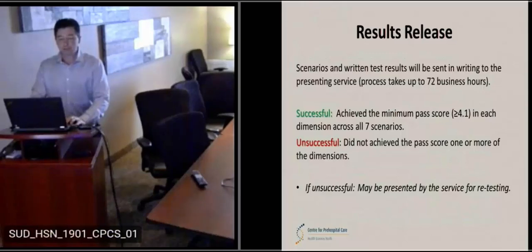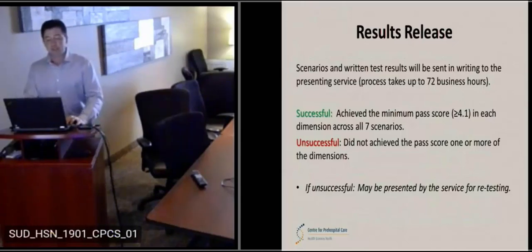The services will be notified within 72 business hours. So again, as I mentioned earlier, success is if you achieve a minimum pass score of greater than or equal to 4.1 in each dimension across 7 scenarios. And if you're unsuccessful, it means you did not achieve the pass score in one or more of the dimensions. Not all is lost. If you are unsuccessful in your testing day, it is possible that the service that is going to hire you will send you for retesting. And that will be up to the service.